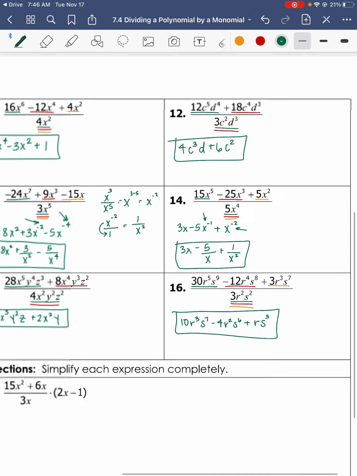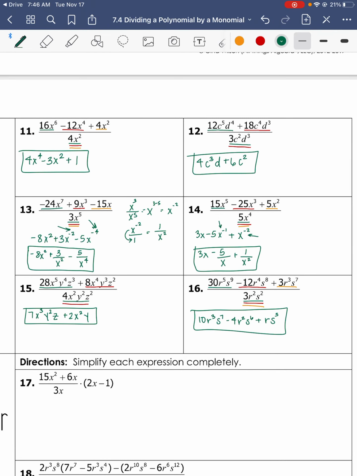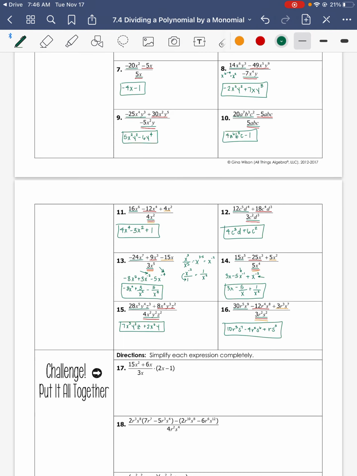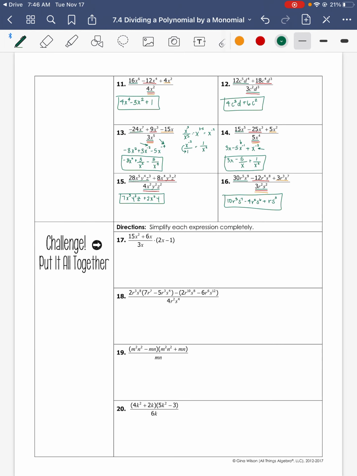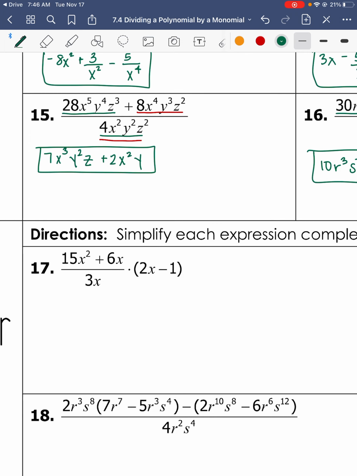And I have not been saying out loud that I'm checking for standard form, but these are all actually in standard form, so just make sure you're double checking. All right, last 4 problems here. So this is a little bit of mixed practice, okay?